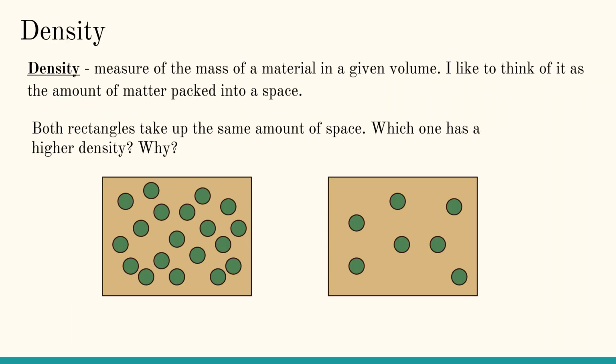Density is the measure of the mass of a material in a given volume. I like to think of it as the amount of matter packed into a space. Both rectangles take up the same amount of space. Which one has a higher density? Why? So, the one that we have more of in the same space is going to have a higher density. So, of course, the square on the left will have the higher density.